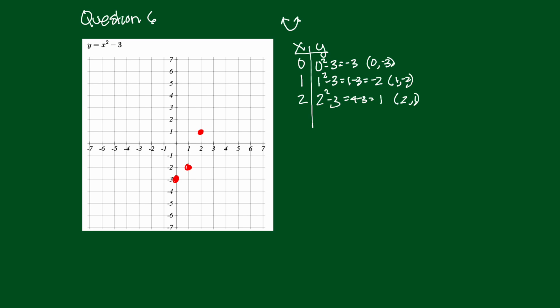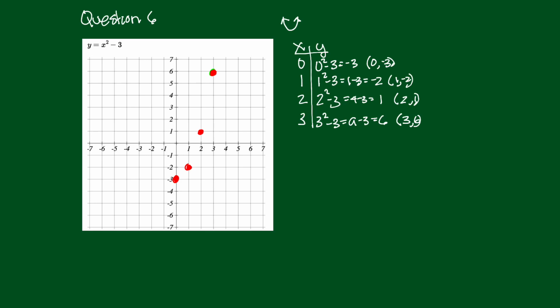Let's do another one. Let's go out to 3. Now at 3, I'm going to get 3 squared minus 3. That's 9 minus 3. That's a 6. So I'm going to get a 3 and a 6. So I'm going to start at the origin. I'm going to go to the right 3, up 6. Okay, that puts us right here. All right, puts us right there. Now I can't go really any further with bigger x's because that's going to put us off the graph.